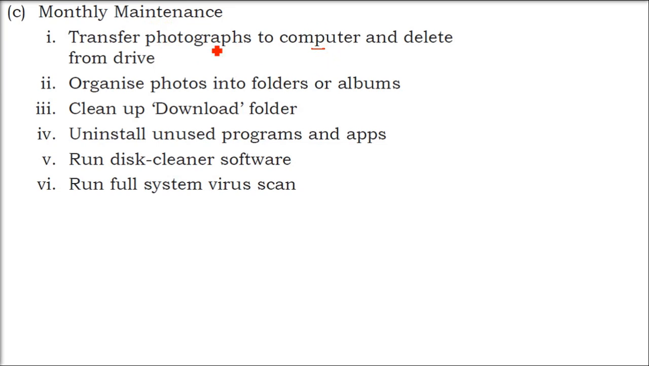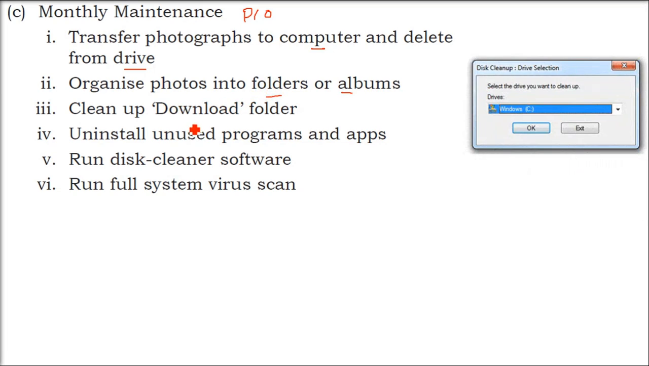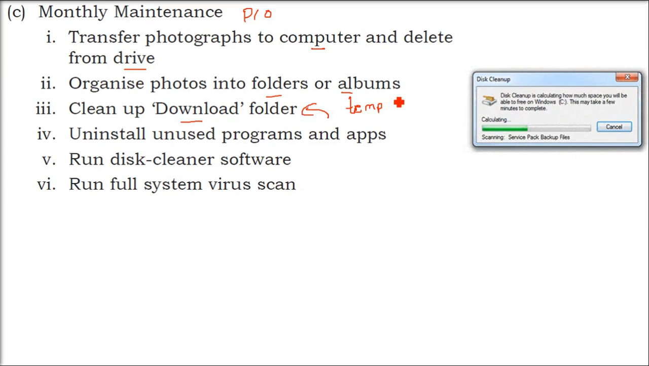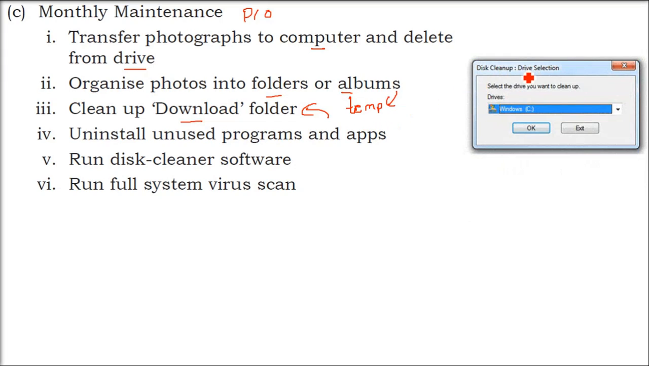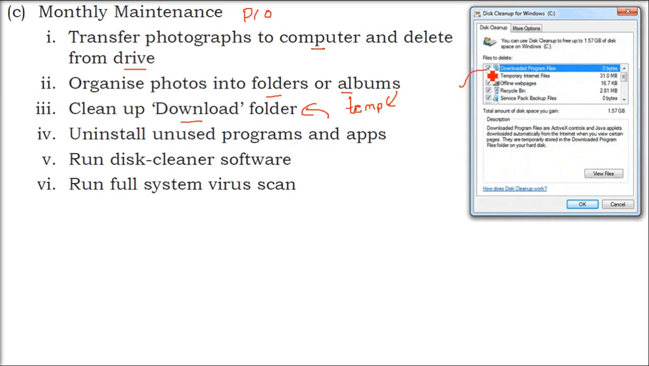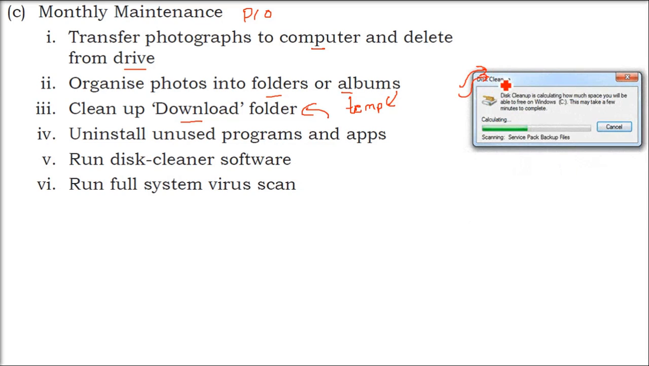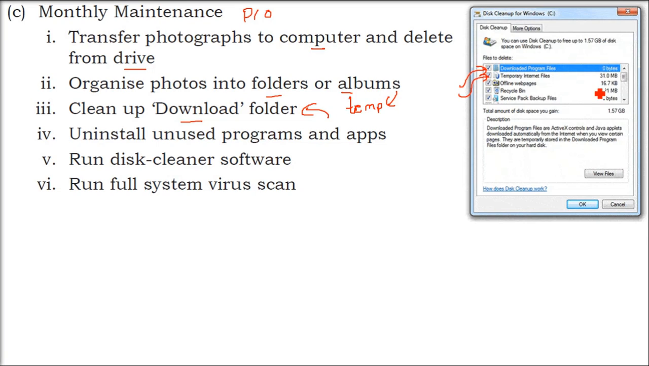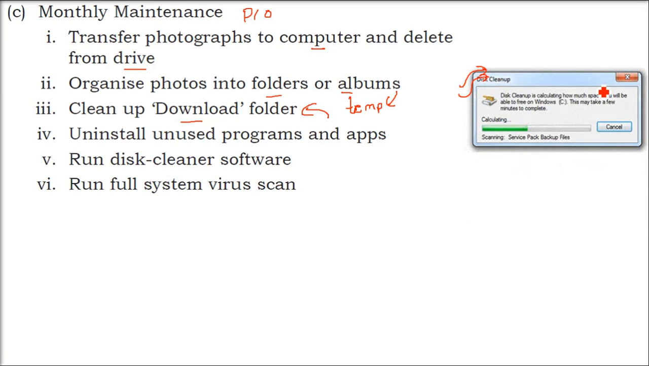When we talk about monthly maintenance, that is in 30 days, what you have to do is, you might be having a lot of photographs and documents, whether personal or official, transfer them. Don't just fill your drive. Organize photos into your folders and albums. Then you have a download folder, temporary internet file folder. There are so many folders in your operating system. So clean up this download folder, clean up your temporary files, internet files, and even your recycle bin.